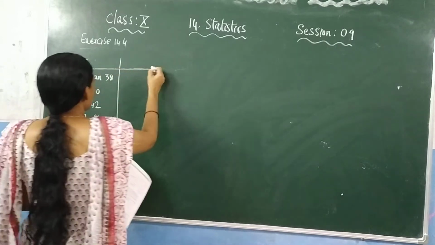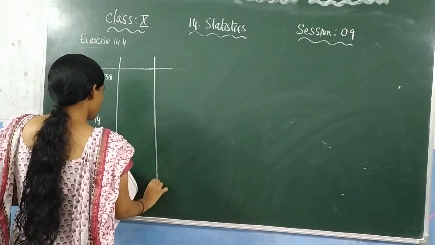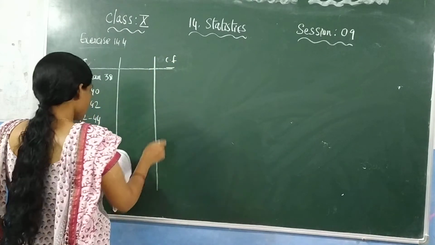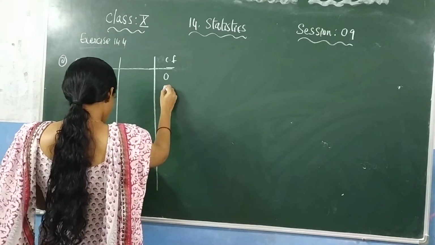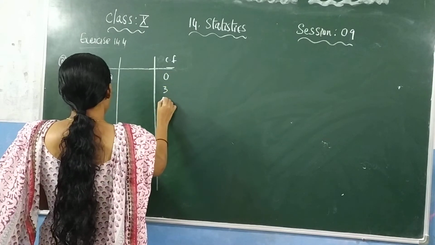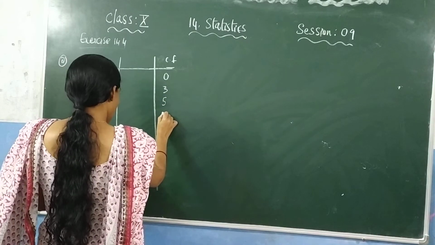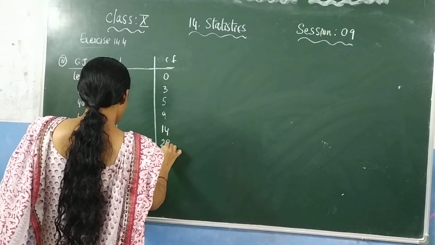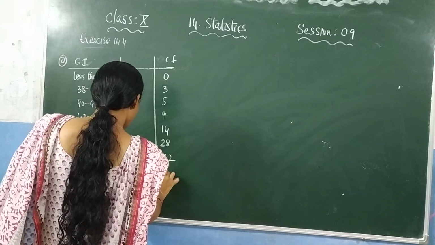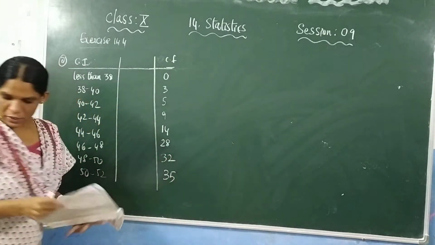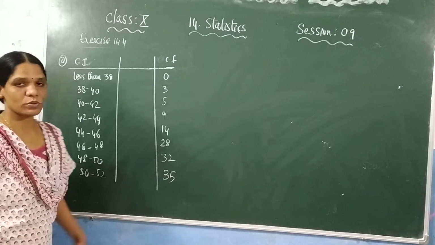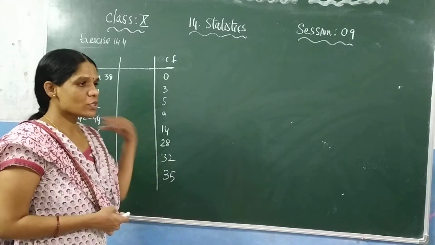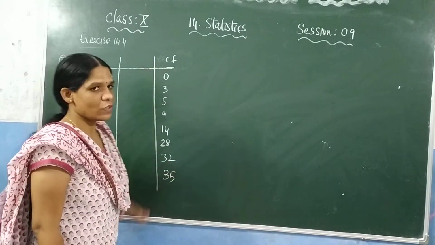So what they have given here are cumulative frequency values. What are the cumulative frequencies they have given? 0, 3, 5, 9, 14, 28, 32, 35. These are the values they have given. Based on this, you need to draw the less than ogive, which is nothing but the less than cumulative frequency curve. So here they have given the cumulative frequency values.